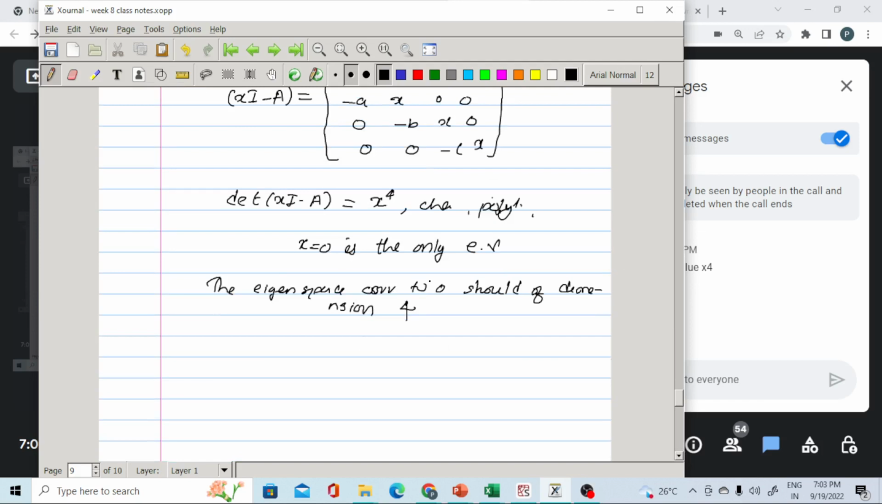The eigenspace corresponding to 0 having dimension 4 means the dimension of the null space of A minus 0I should be 4. See, dimension 4 means the null space of A minus 0I should be 4. Is this clear?